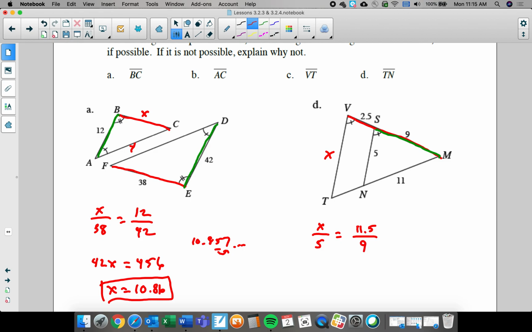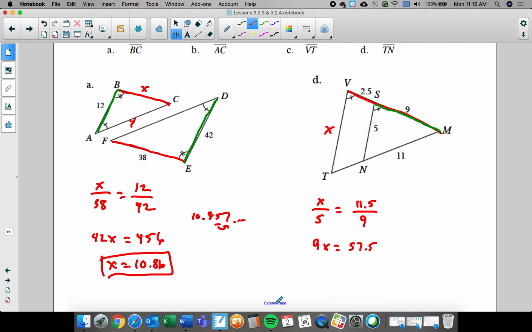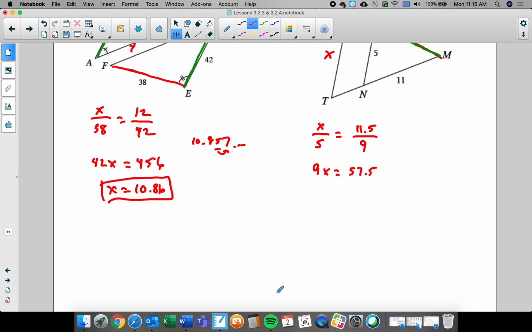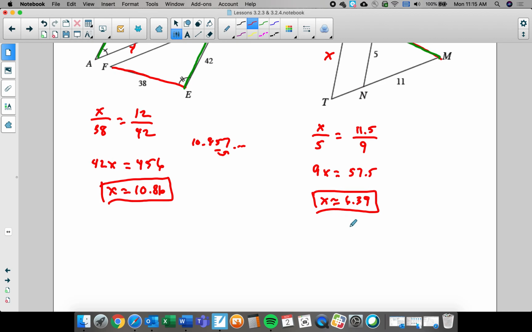And now, once again, I can go through and do my cross multiplying. I get 9x. That has to be equal to 5 times 11.5, which is 57.5. Now I can divide both sides by 9, and I end up with an answer for x of approximately 6.39 if you round correctly. Okay, 6.39. It turns out it's 6.388, which is why we rounded up.